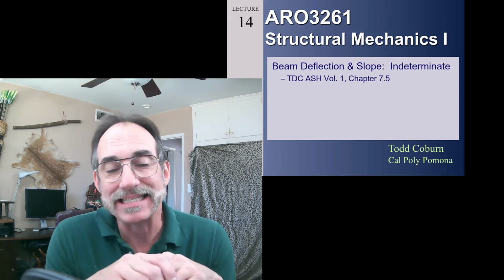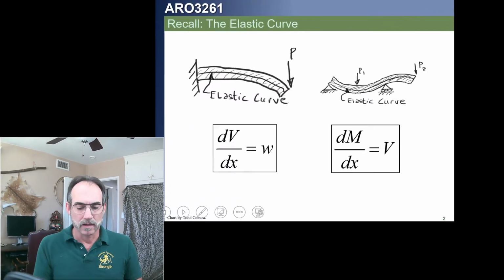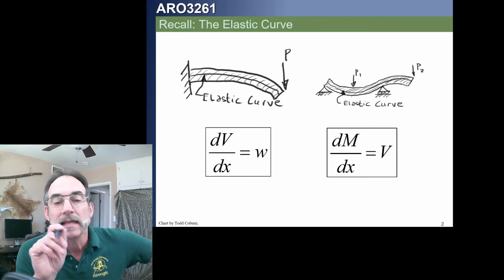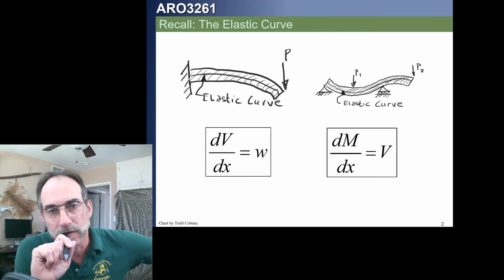Aero 3261. Today we're going to be extending our look into the slope and deflection calculations for beams, and we're going to be looking specifically at indeterminate beams. Let's see how this works. Now, before we get started, let's recall what we've already learned.